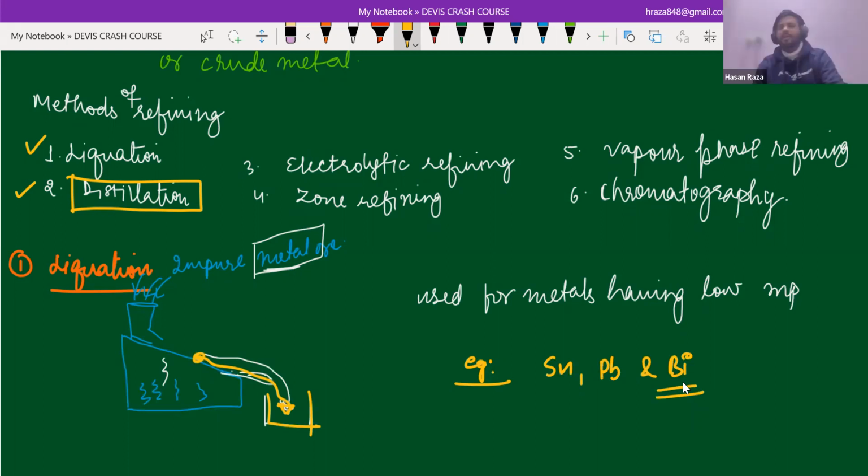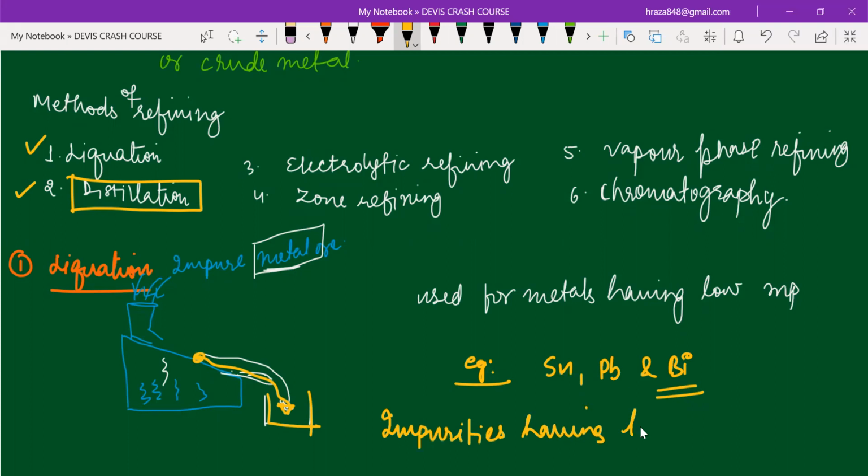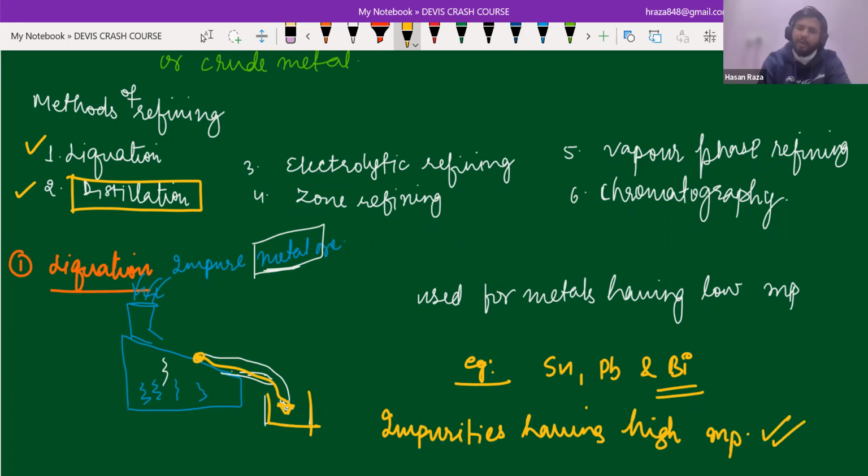So can I change the slide? Yeah. Here you also need to take care that impurities have a higher melting point than the metal. Impurities having a higher melting point than metals. It can be asked.